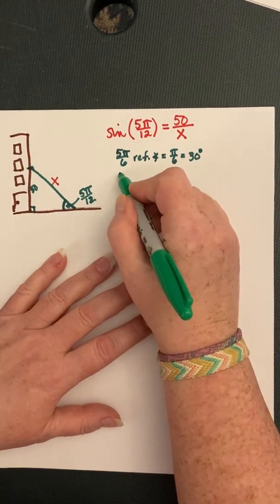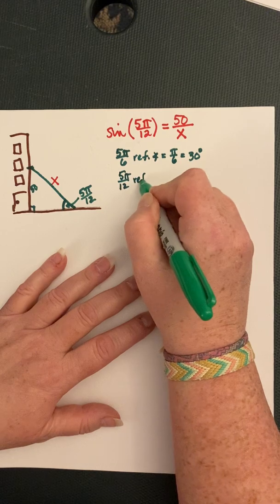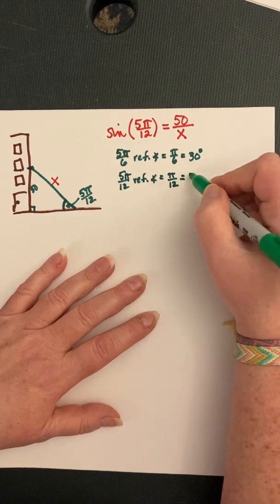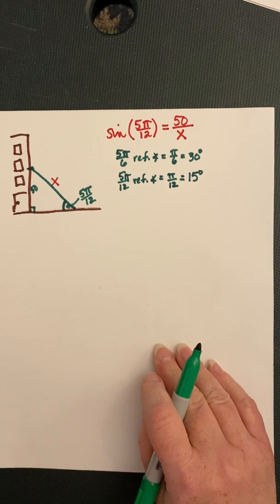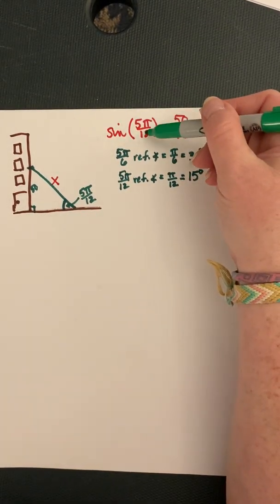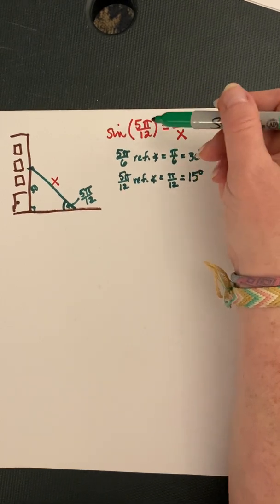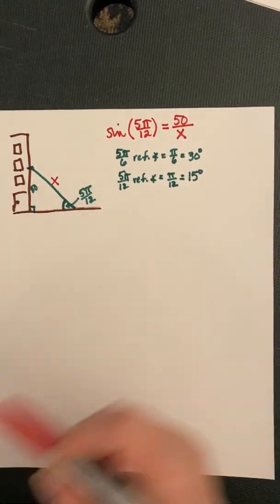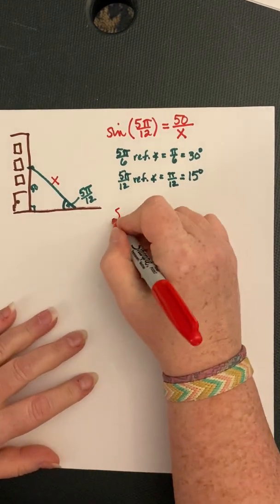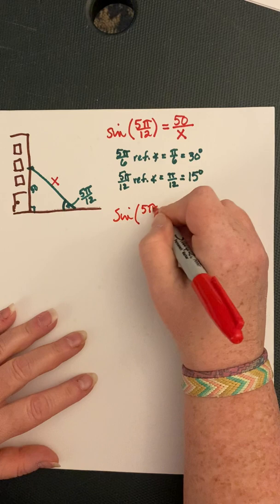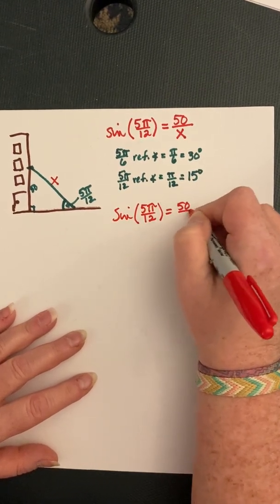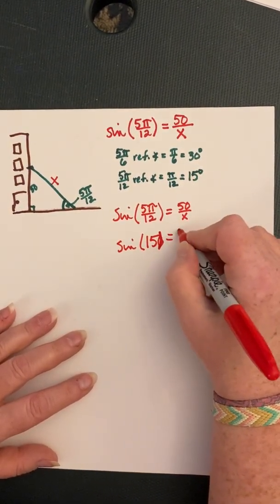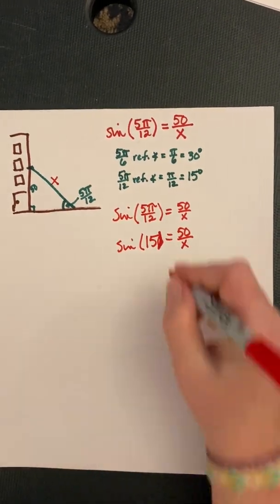Okay, so that means 5 pi over 12 would have a reference angle of pi over 12, and it's going to be half of this, 15 degrees. You should still get that if you multiplied 5 times 180 and divided by 12, or you did 180 divided by 12 and then multiplied by 5. Either way, you should have gotten that it was 15 degrees. So now I'm going to rewrite this sine function as sine of 5 pi over 12 equals 50 over x, as sine of 15 degrees equals 50 over x. So now I'm in degrees.